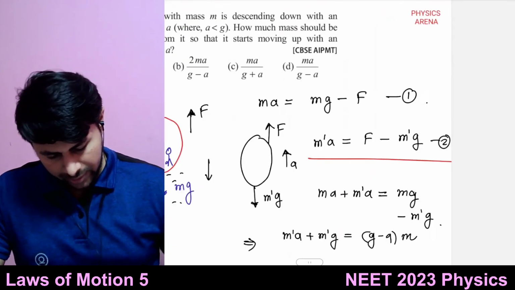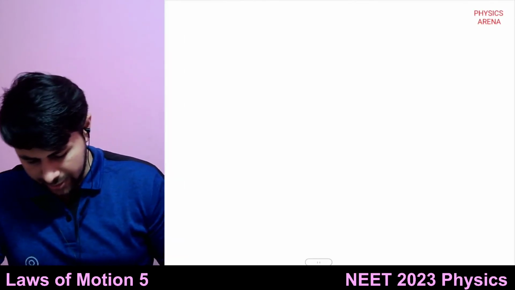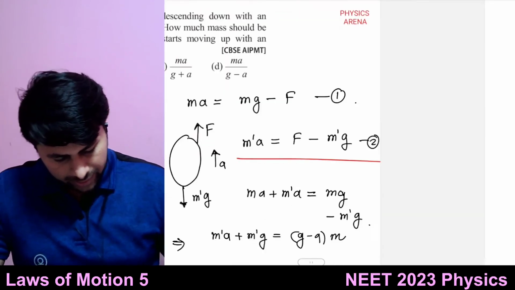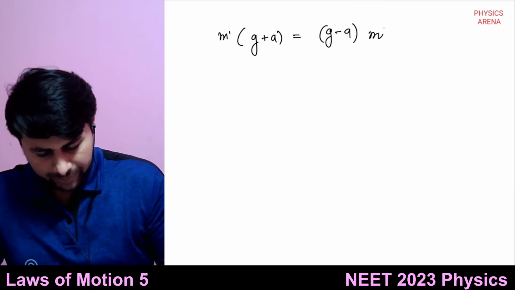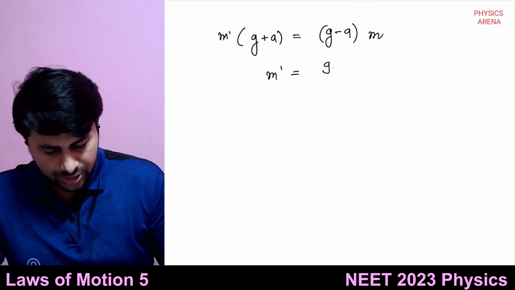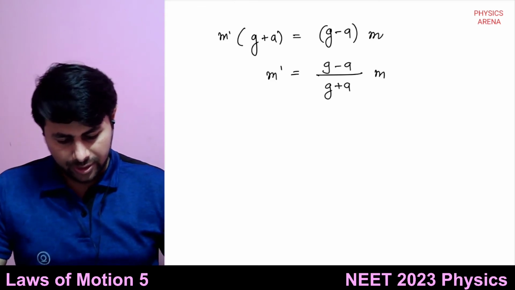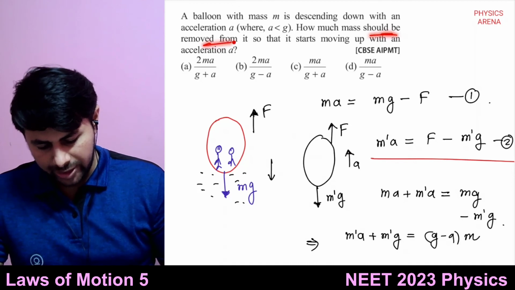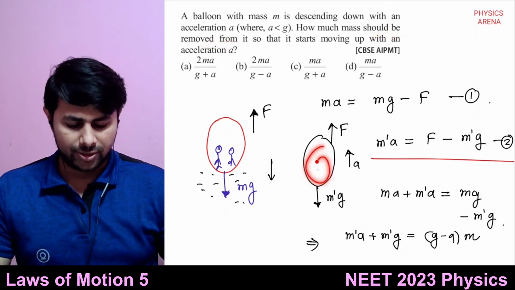I can take m dash common, so m dash multiplied by g plus a is equal to g minus a multiplied by m. So m dash is equal to g minus a divided by g plus a multiplied by m. The question is how much mass should be removed from it so that it starts moving up. So this is the leftover mass of the balloon.